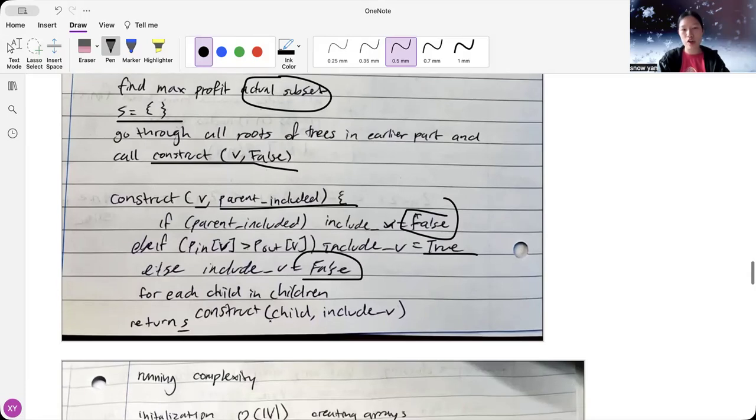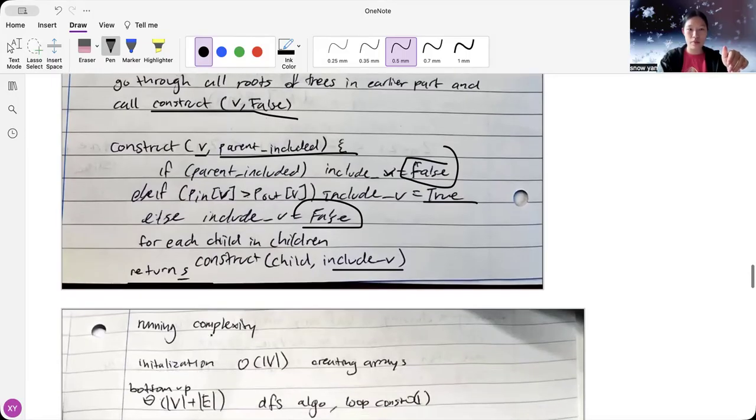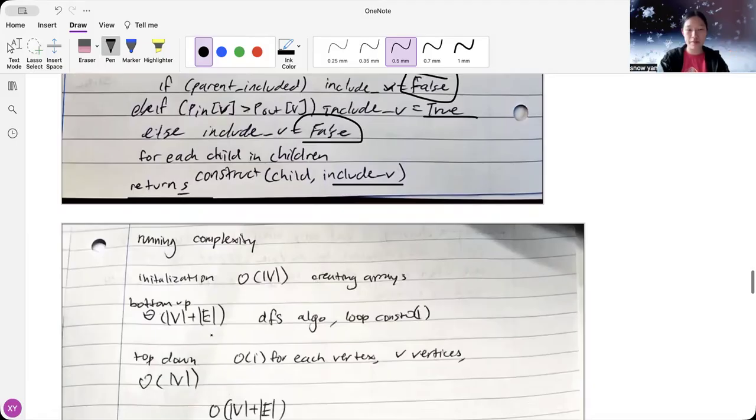So then for each child in the children, I would just call construct on the child and then include this. This means that I go down through the tree and make sure that each one is the maximum output, right? And I just return S, which would be the set that I'm interested in.